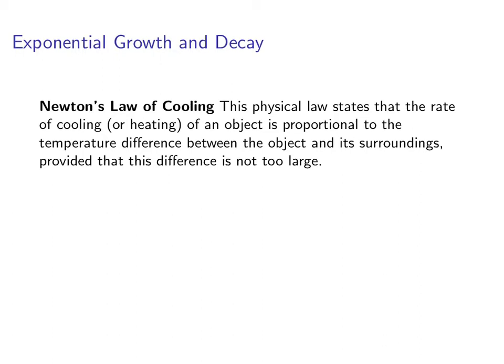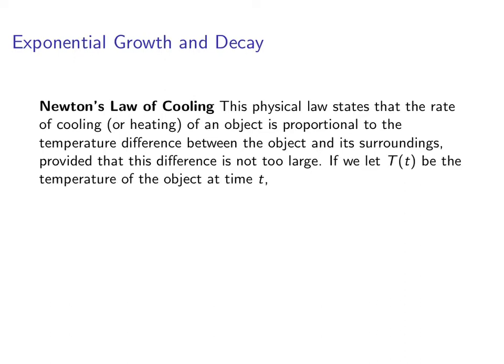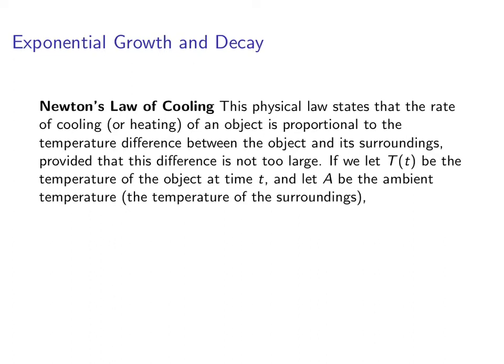The idea is that if you have an object that is very hot compared to the ambient environment, then it's going to cool very quickly. Whereas if the temperature difference is small, then the cooling is not going to be as fast. We're going to let big T be the temperature of the object at time little t. And we're going to let A be the ambient temperature. That's the temperature of the surroundings. You could think of this like the air temperature that our object is cooling in.